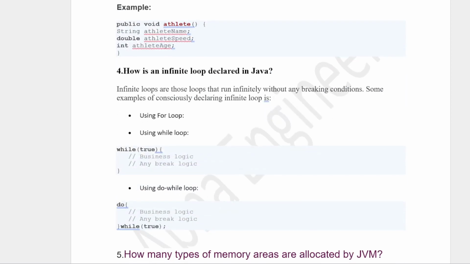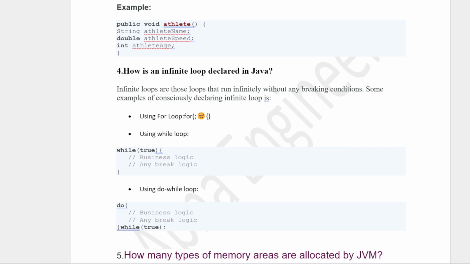So the next question is a basic question for freshers. How can we declare an infinite loop? There are some ways, like using a for loop, while loop, do while loop. For the for loop, you know that we have to write it like this, and we are good to go.